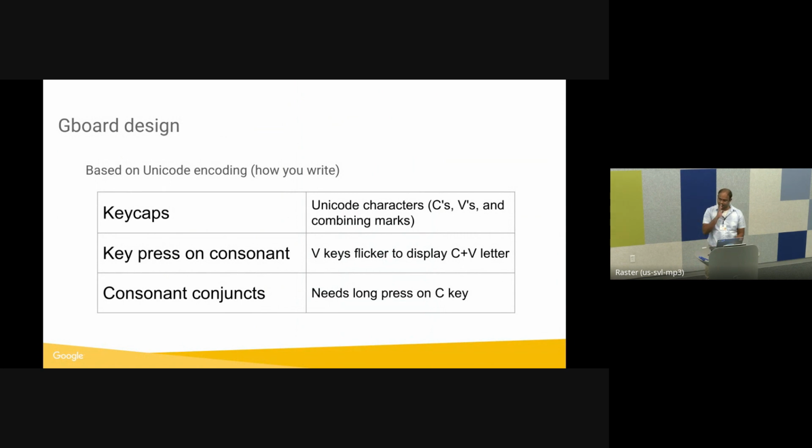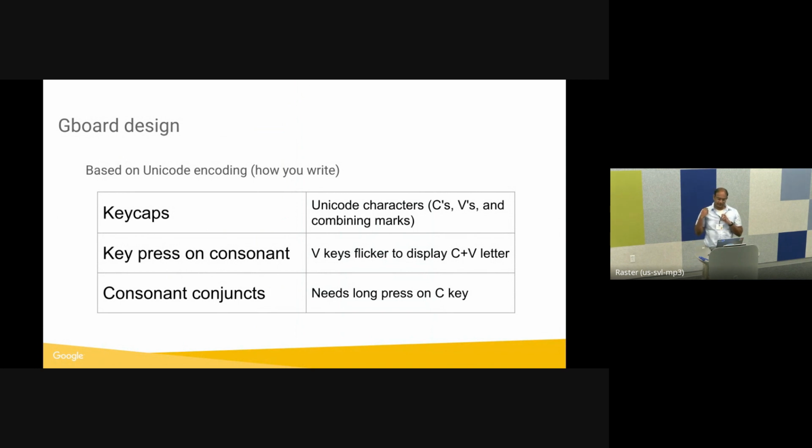So, first of all, Gboard is Google's keyboard. And it's great. It supports hundreds and hundreds of languages, including many minority languages and endangered languages. But here's how it behaves with Indic scripts. The keycaps are all Unicode characters. So we're talking about the consonants and the vowels and the combining marks. When you press a consonant key, then the vowel keys flicker. And they flicker in a way in which the vowel then becomes that consonant plus the vowel combination.